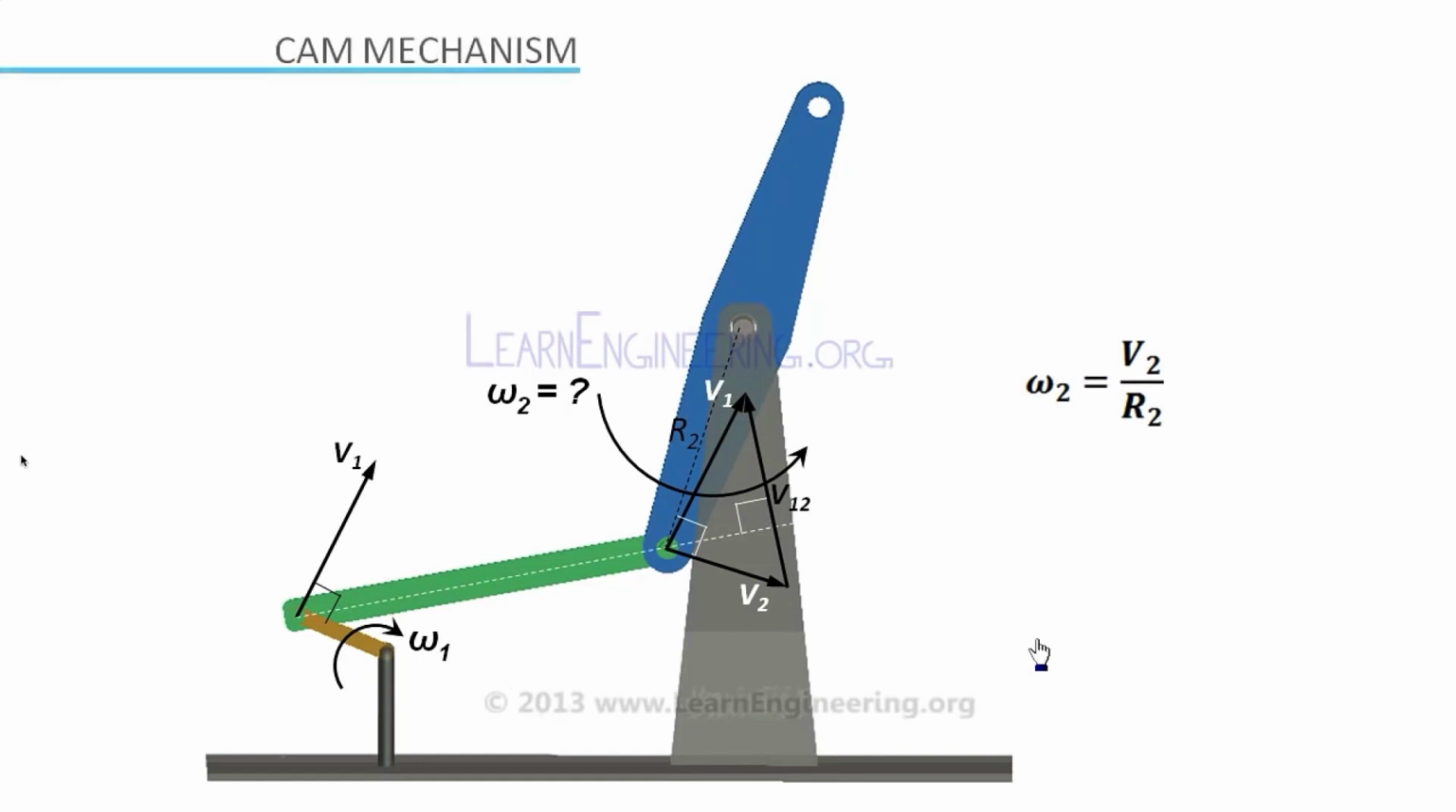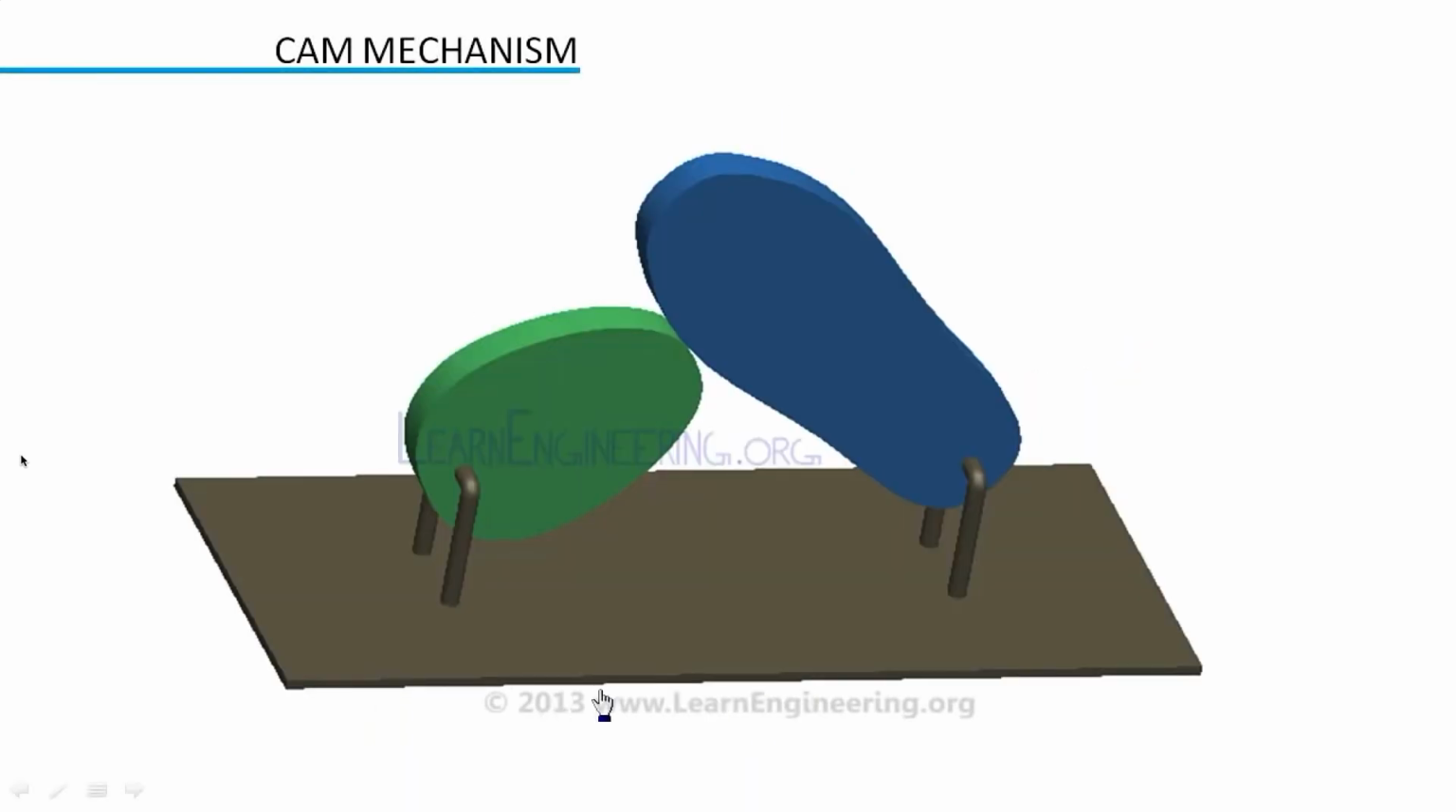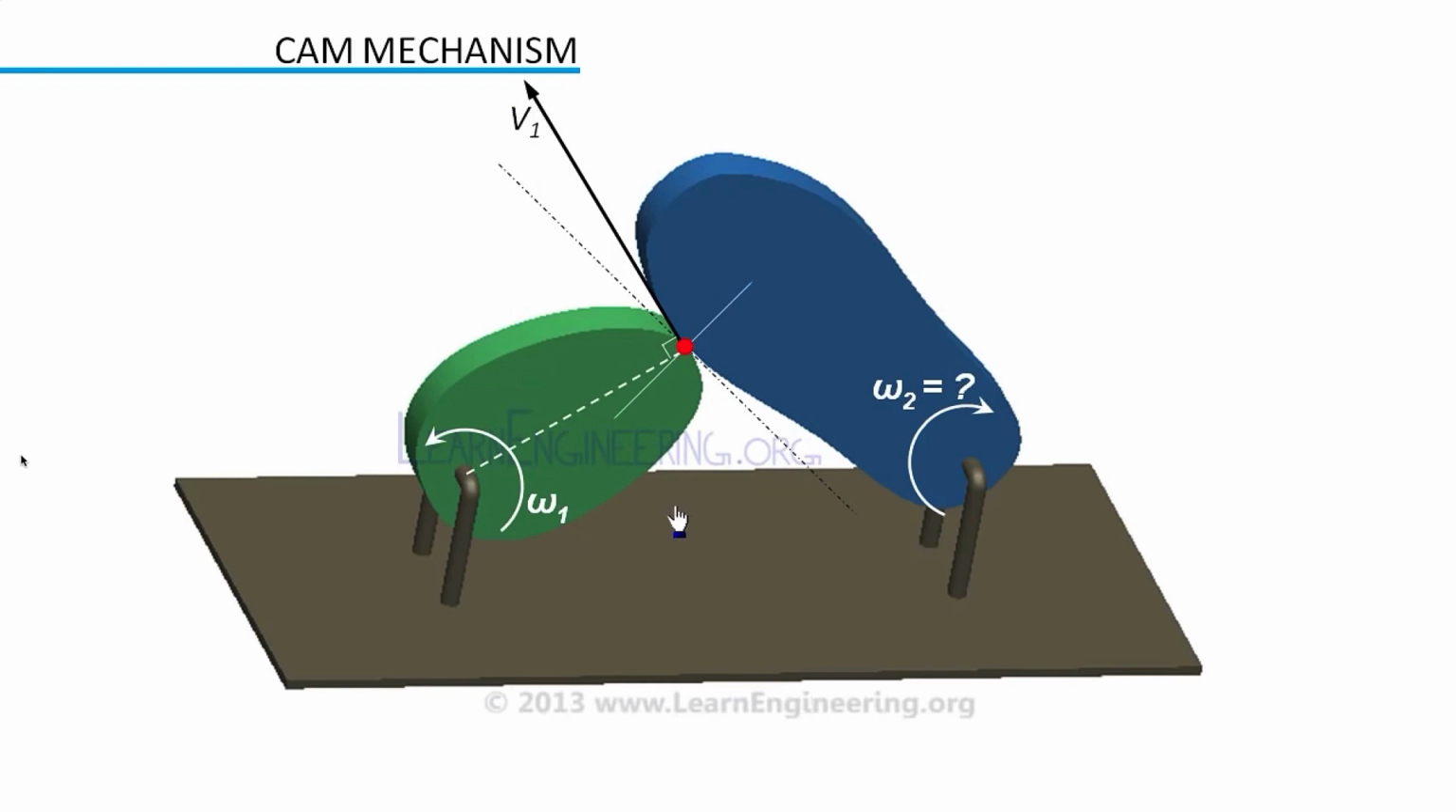Now consider this mechanism. We know angular velocity of this cam. We want to find out angular velocity of the second cam. This is the common normal at the time of mating. Consider the mating point, which lies on both the cams. We know velocity, direction, and magnitude of this point on first cam. But for second cam, we know only direction.